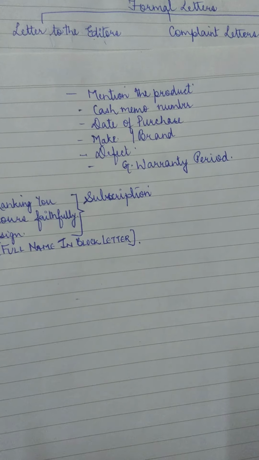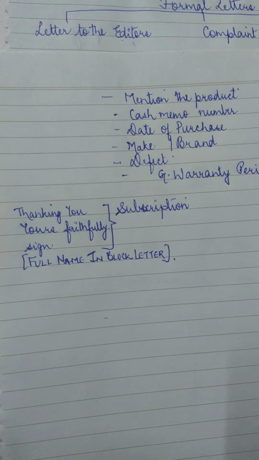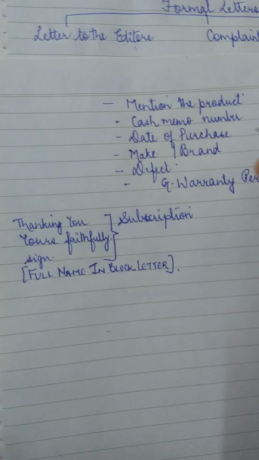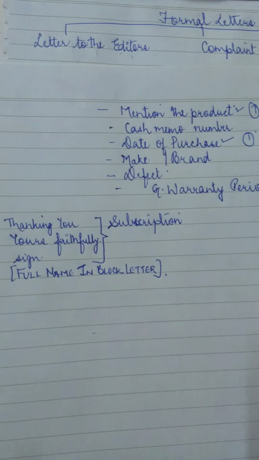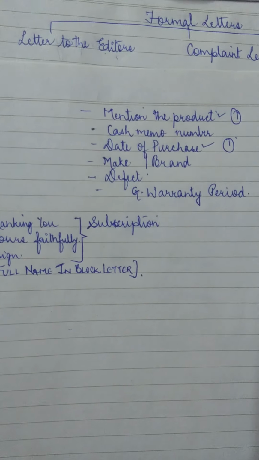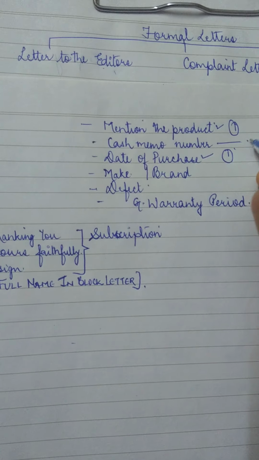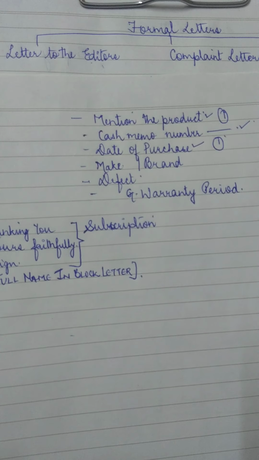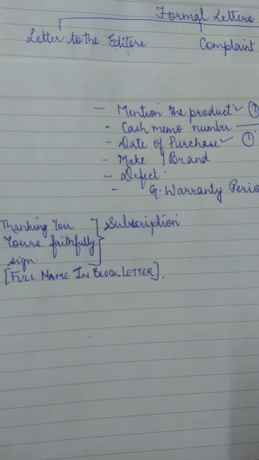Now, if I talk about the 3 paragraphs, in the first paragraph, you are going to mention the product that you bought and the date of purchase. So the product and the date on which you bought the product are supposed to be written first. Along with it, you also need to mention the cash memo number. Okay, the product that you bought, you have a cash memo as a proof with it, and you can make up a cash memo number for it.